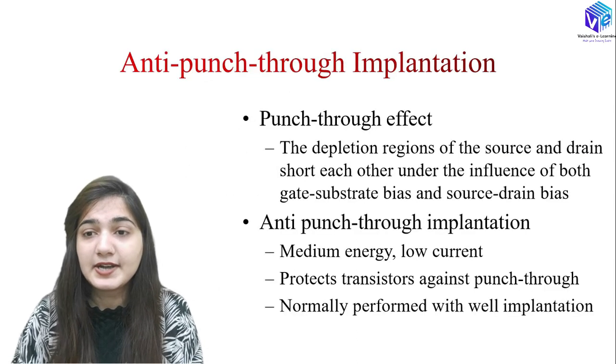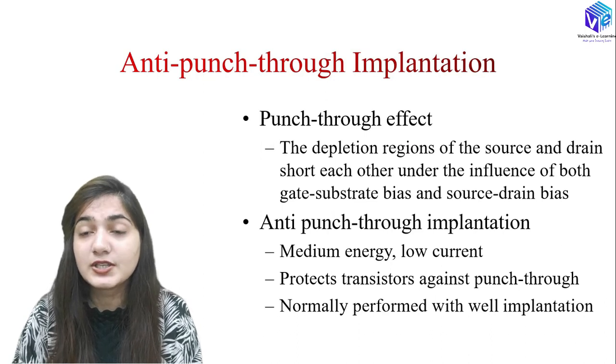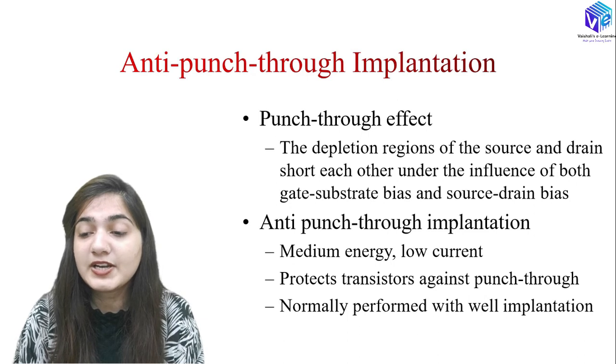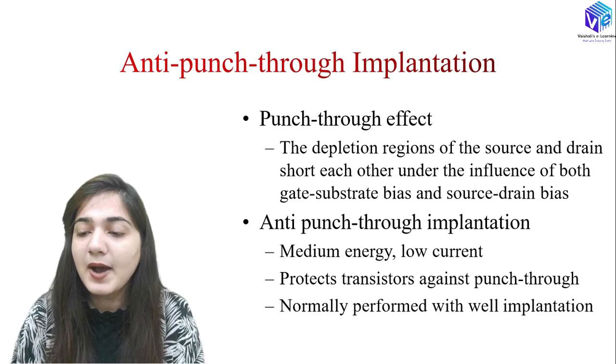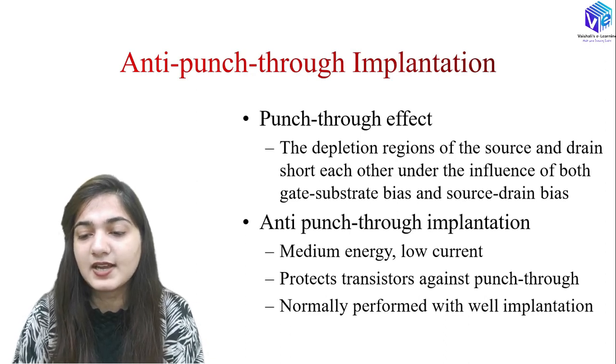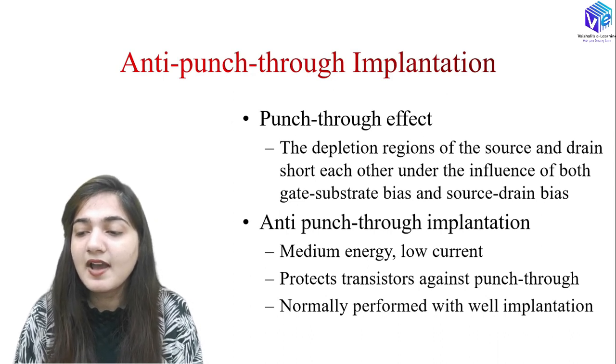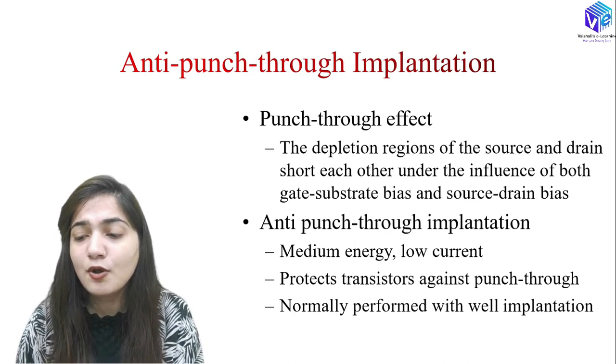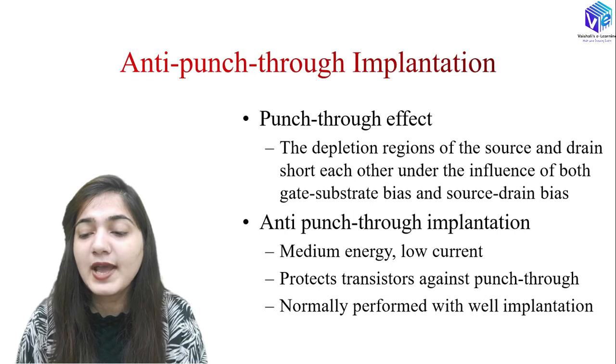So now coming to the anti-punch through implantation. What is the punch through effect? First of all, we should understand the punch through effect. The depletion regions of the source and the drain short each other under the influence of both the gate substrate bias and the source drain bias, right? So whenever I have the gate substrate bias and the source drain bias, then the source and drain are going to short with each other. Now what we want to do is the anti-punch through, to avoid this shorting effect.